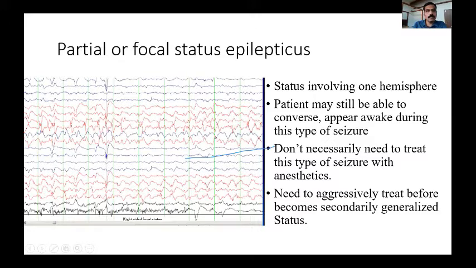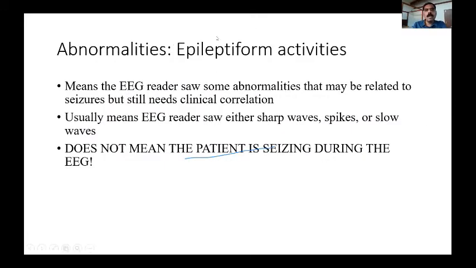secondary generalized status. Now we come to the abnormalities in EEGs like epileptiform activities. We all are fond of this term, epileptiform activities. What does this mean? It means that the EEG reader saw some abnormalities that may be related to seizures but still need clinical correlation. It is not epileptic, it is epileptiform. This term epileptiform means it may be related. It is not 100% suggestive of epilepsy, and hence always needs a very good clinical correlation.